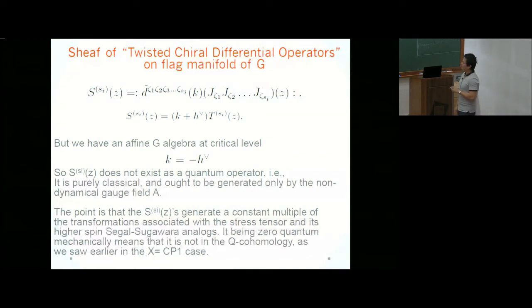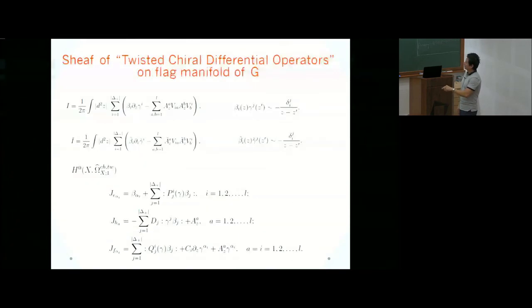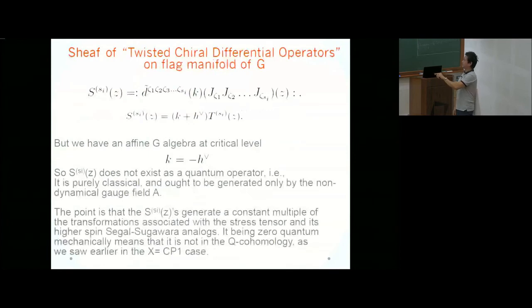The point is that S_i generates a constant multiple of the transformations associated with the, so it's like k plus h^v times the transformations that this guy effects, just a scaled version of the transformations associated with the stress tensor. But now we see that it's zero. This is reflective of the fact that, if you remember, for the flag manifold, QT_ZZ was not zero, so it was not in the Q cohomology. So that's consistent. It vanishes in the Q cohomology. That's what we need, actually.